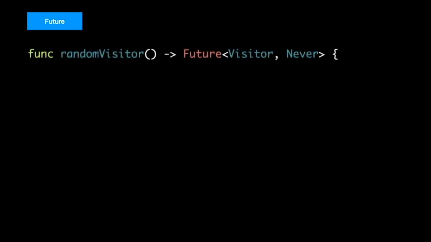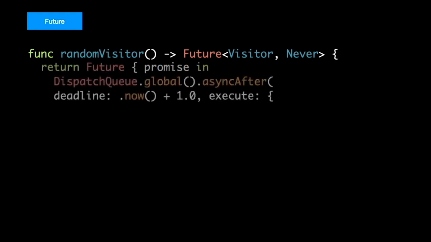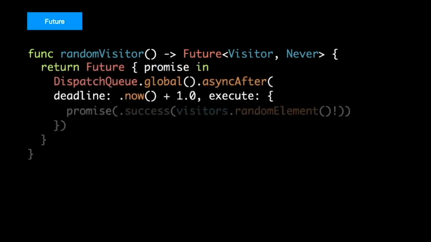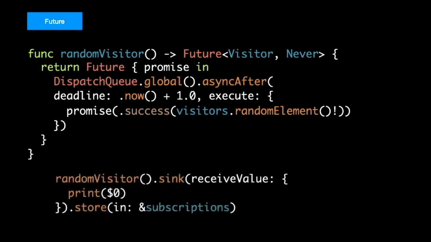Let's take a quick pause and look at another publisher called Future. Now, a Future is a publisher that publishes one value and then completes. So let's pretend we want to create a test method called randomVisitor that returns a Future sometime in the future, like if we were trying to model an API where we were trying to get a random visitor. So in the closure, we get either a single value published by the Future or an error. So we can use GCD's asyncAfter to wait for 1 second and then successfully return a random visitor from our visitors array we had on a previous slide. You can subscribe to this Future just like any other publisher. You call sink, use the value, and then store the subscription.